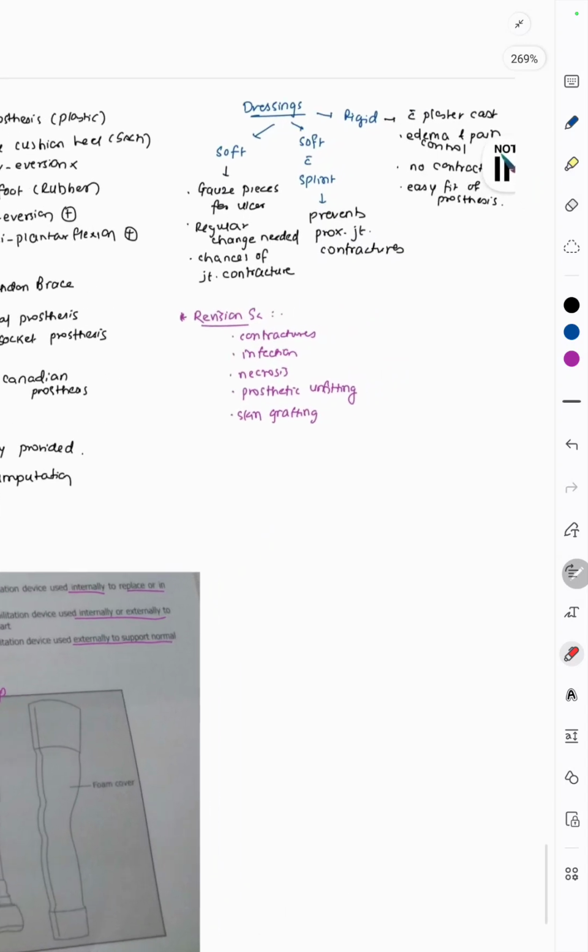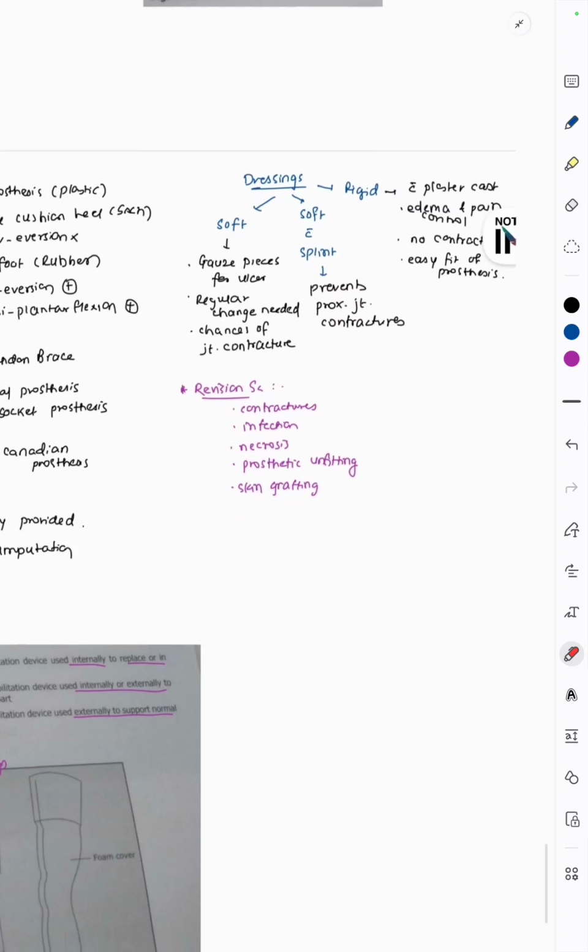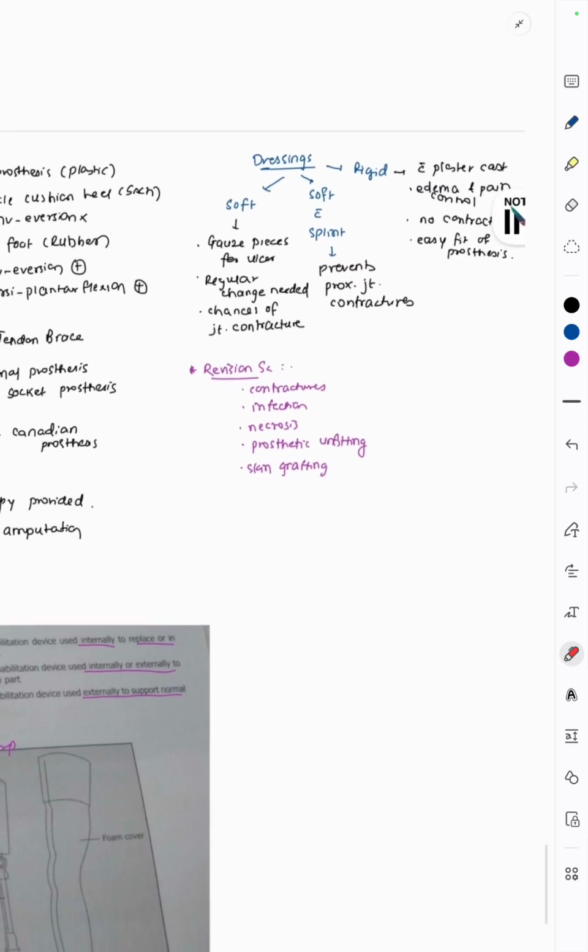Dressings that are used in amputation: there are soft dressings which consist of soft gauzes. This is used for ulcer. Regular change is needed, and there are maximum chances of joint contracture. A soft dressing with a splint prevents the contractures, while the rigid dressings with plaster cast help in edema control, pain control, but no contractures take place, and it is easy to fit for prosthesis.